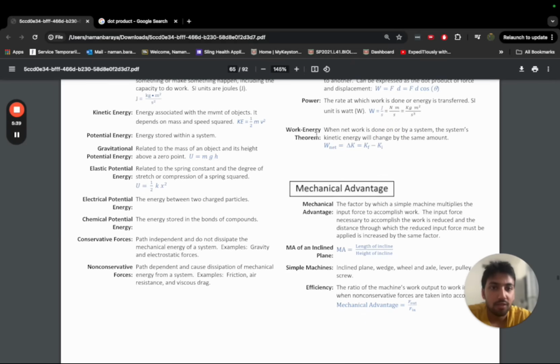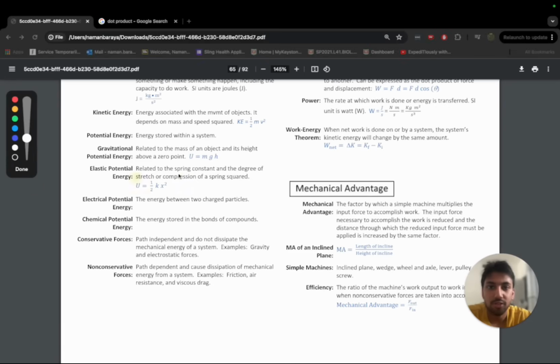Okay, the last thing to know is the work-energy theorem, and this is an important concept to understand, but it's kind of hard to get into your head. The idea is that when net work is done on or by a system, the kinetic energy will change by that same amount. If I'm doing work on something, then I'm adding kinetic energy to that system, and if the system is doing work, then I'm removing kinetic energy. And so the change in kinetic energy of that system represents how much work is done. Is there work being done by the system or work being done on the system?